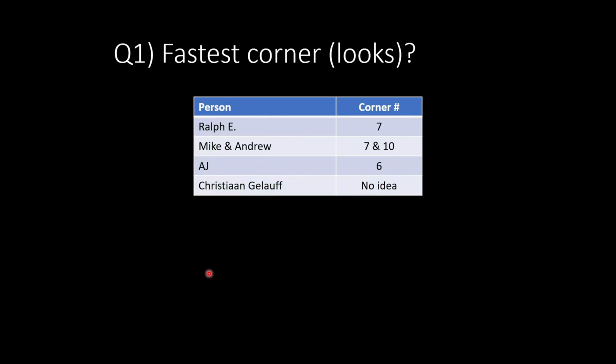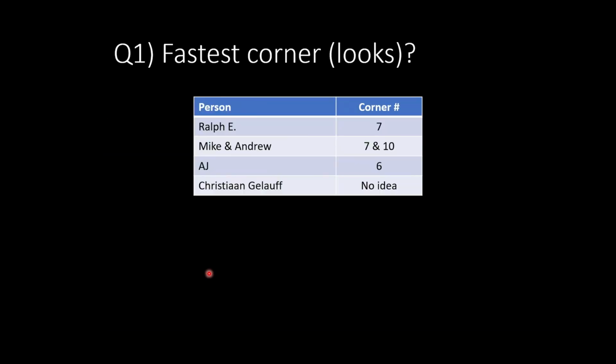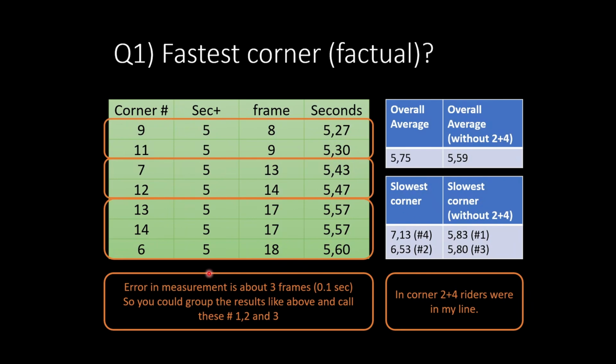So yeah, if we then look to the guesses from the looks, I think Ralph and Mike, you did a very good job. You identified 7, so that is number 2 in the whole speed thing. The number 10, as you can see, is not in this list, so that is really slower. AJ number 6, well, it's the slowest in this table, but you have to think about that the error that I make here can be up to 3 frames, so that's again 0.1 second. But again, okay, nobody identified 9 and 11 as the fastest one.